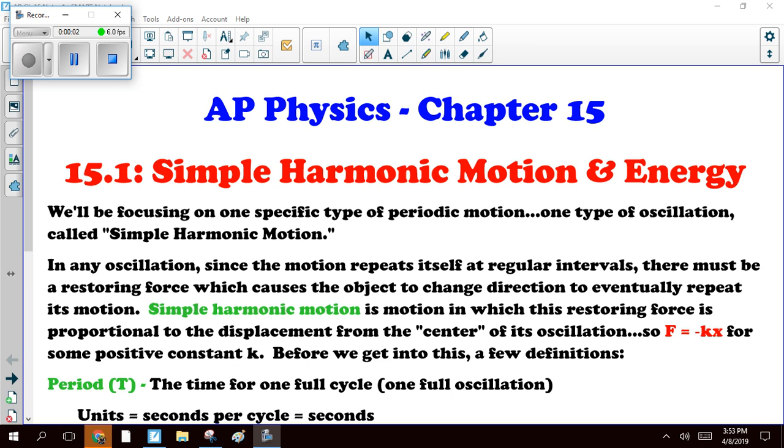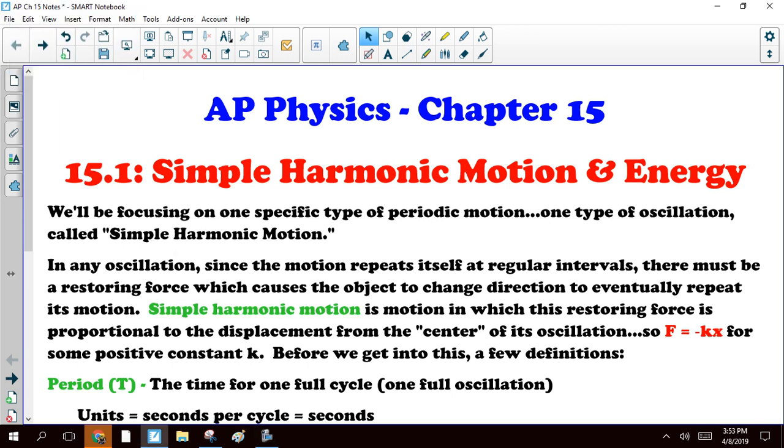All right, here we go. So in this chapter, we're going to be talking about what's called simple harmonic motion and making some connections with that and energy. We're going to be focusing on one specific type of periodic motion. So what is periodic motion? Periodic motion is basically motion that repeats itself at regular intervals. The specific type of periodic motion we're going to talk about is what's called simple harmonic motion.